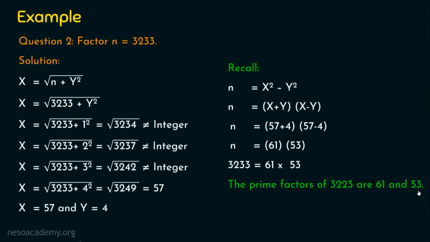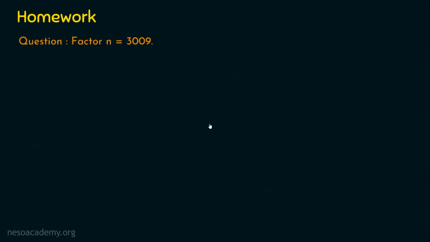So before we sign out, let's see the homework question. The question is factor n is equal to 3009. I request you to solve this problem using this Fermat's factoring method and post your answers in the comment section.